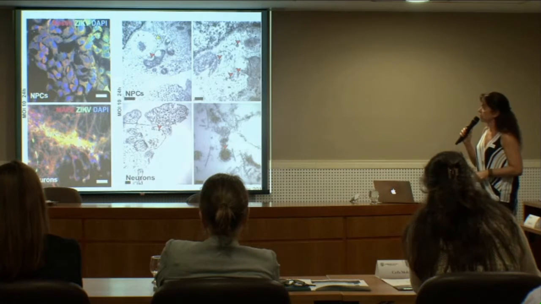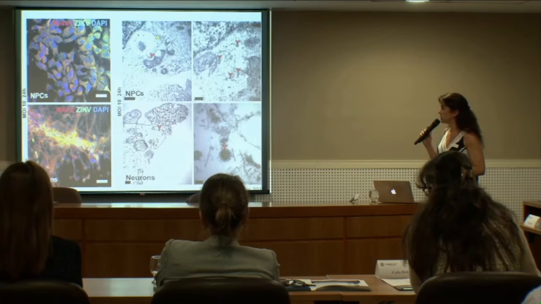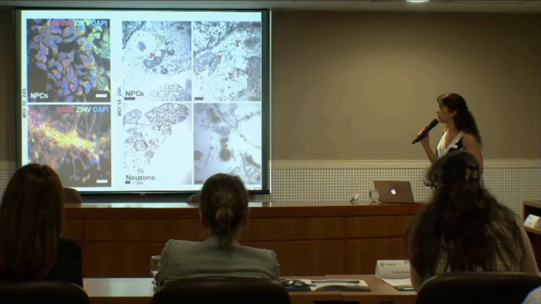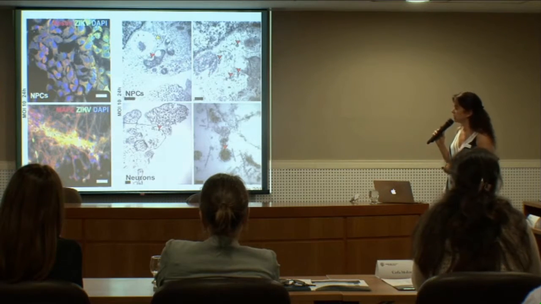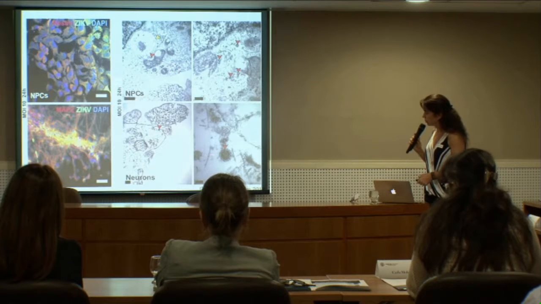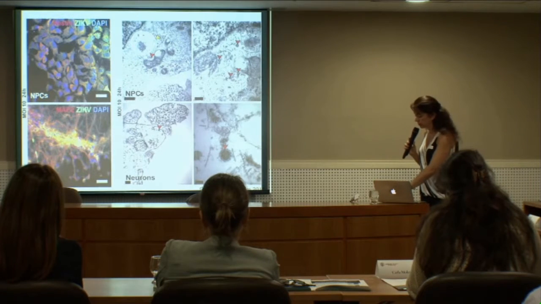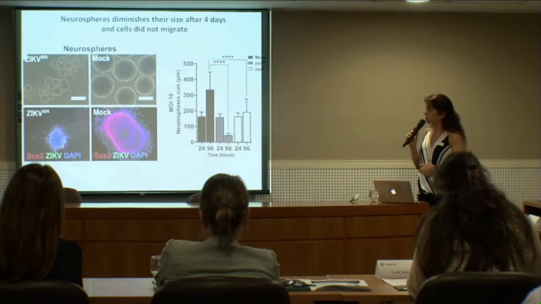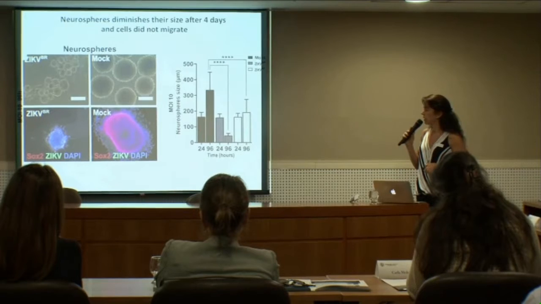We could notice that the virus could infect both NPCs and neurons, and could replicate inside vesicles. Here is a mature particle of the virus. The virus could diminish the size of the neurospheres.